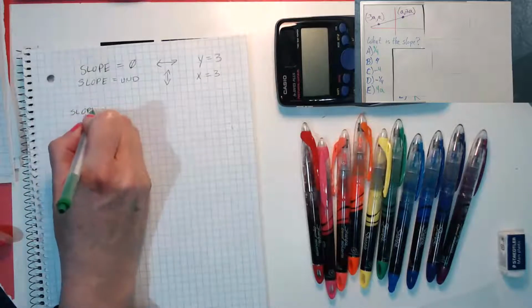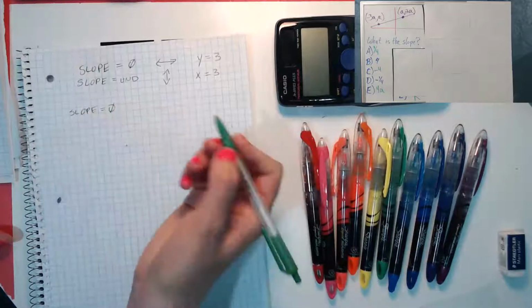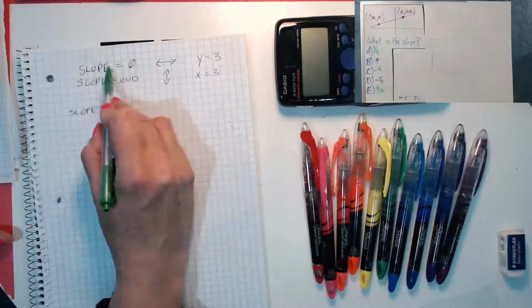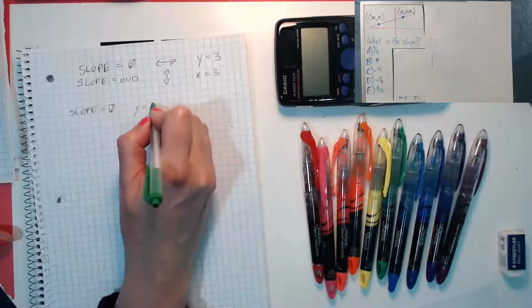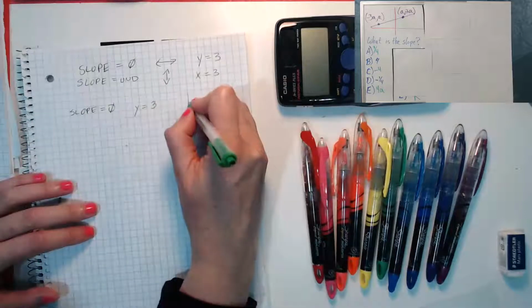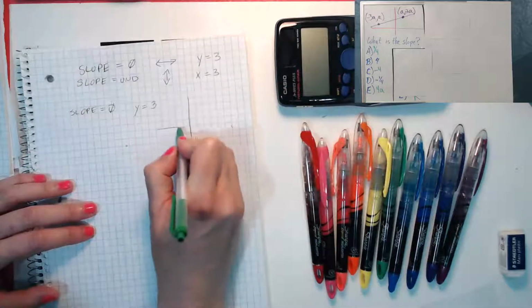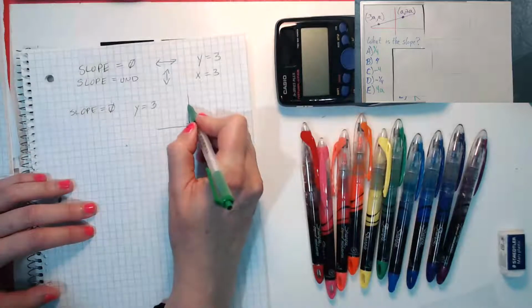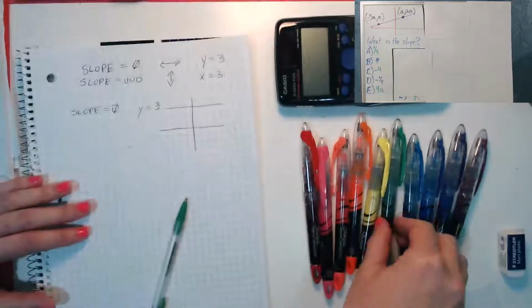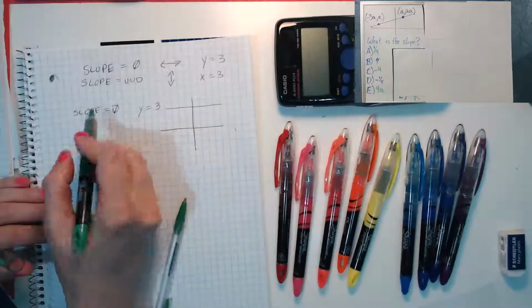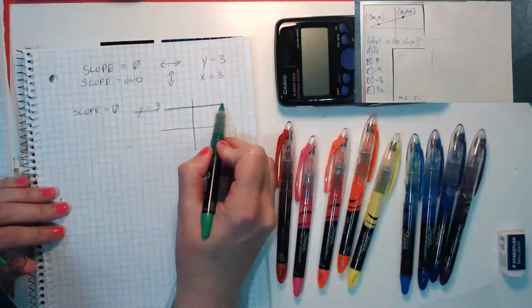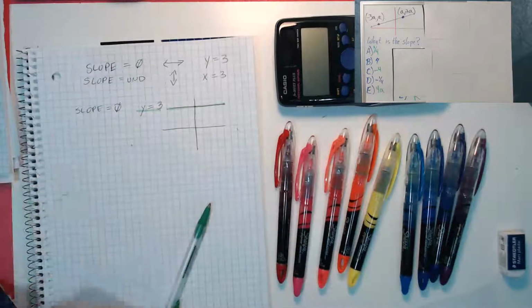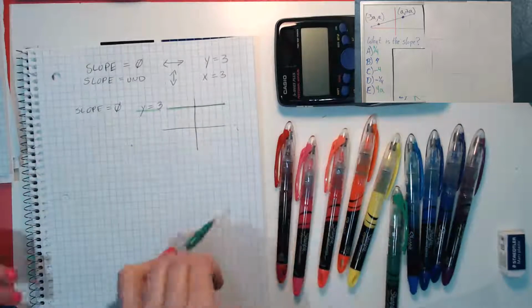Let's go back to slope is 0. That's up here, this first one. If slope is 0, let's assume y equals 3. It will look like this. 1, 2, 3, and this is our line. You can just take any color, I'm just going to pick green here. If y equals 3, this is our line.